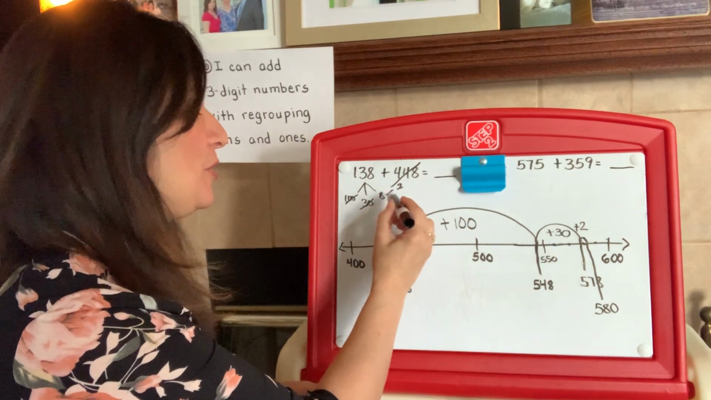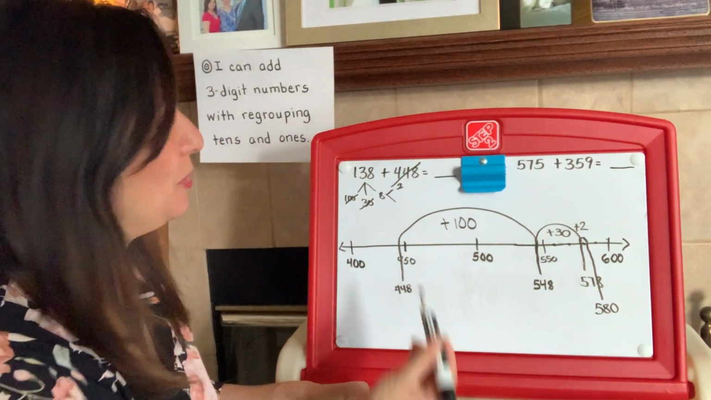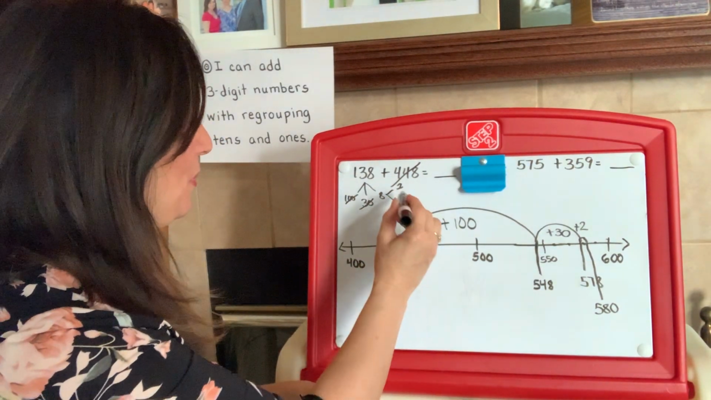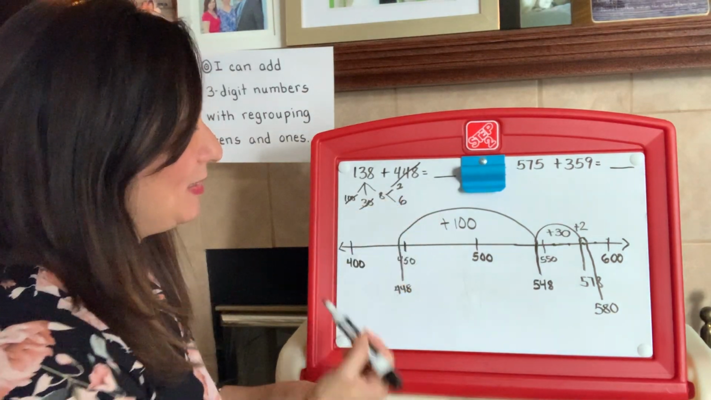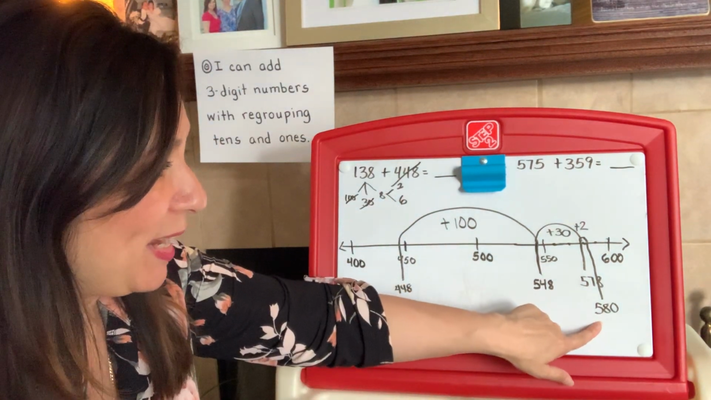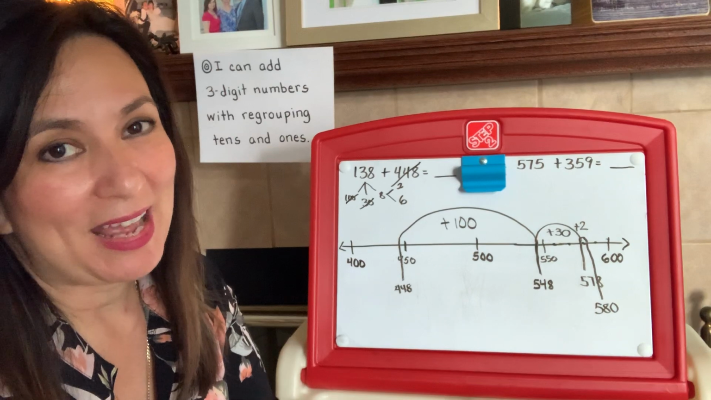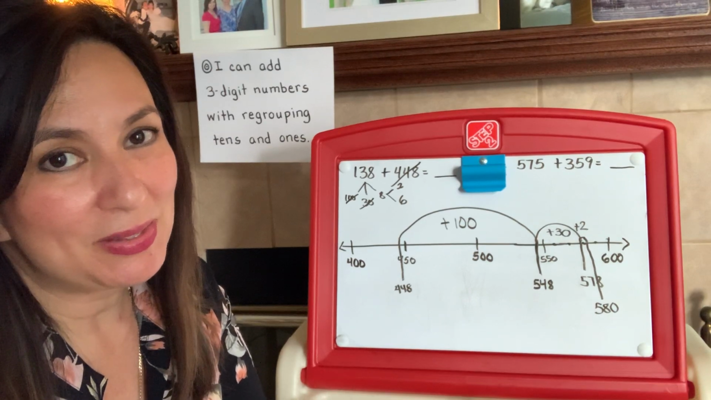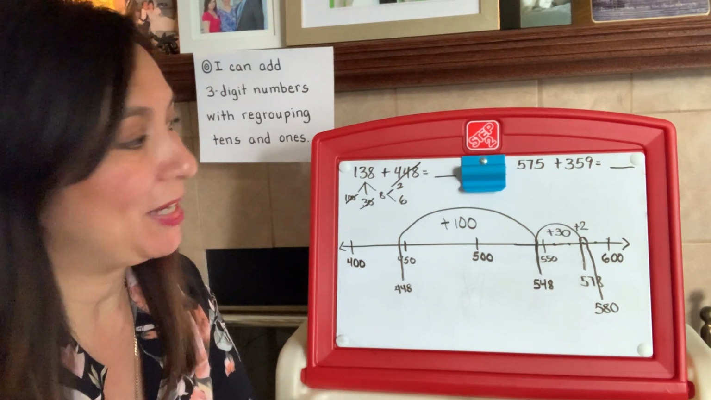I still need to jump how much more? 2 plus what number equals 8, boys and girls? You can say it, 6. Well, now I'm at 580, and it will be so easy to add 6. 580 plus 6 is what? Say it with me, 586.